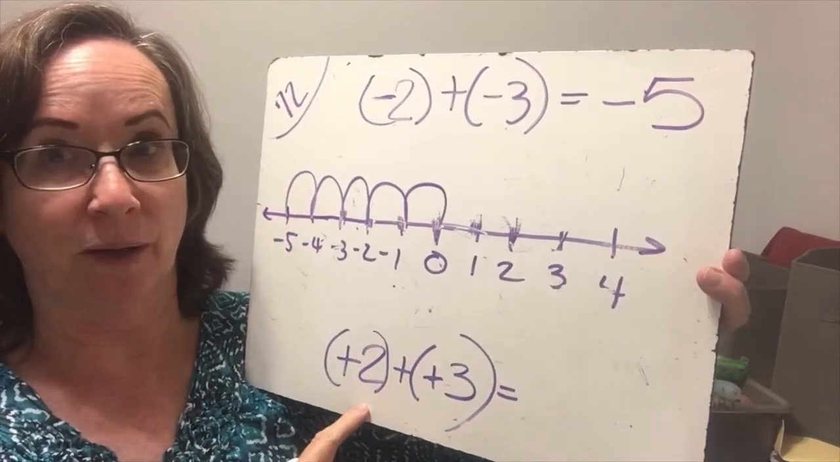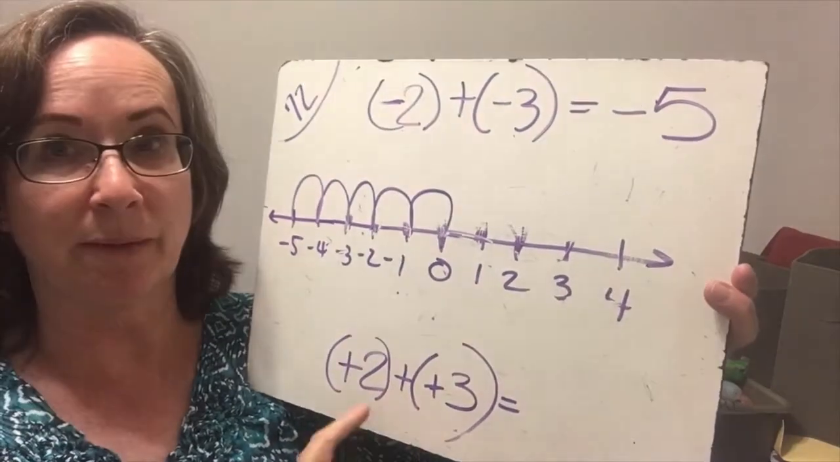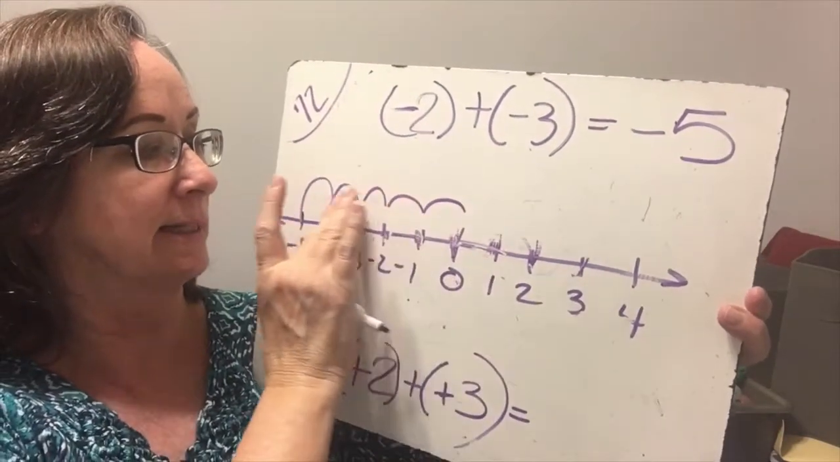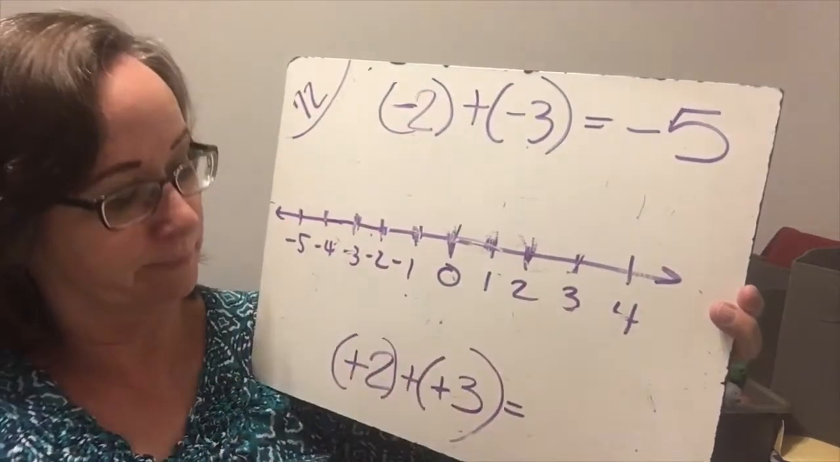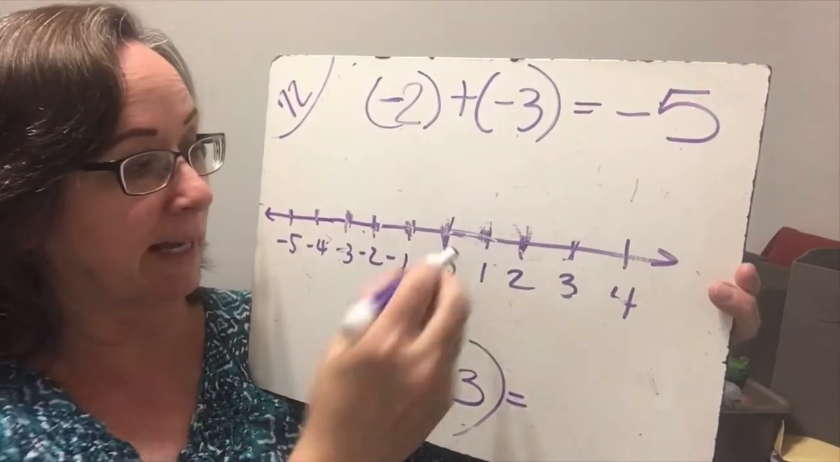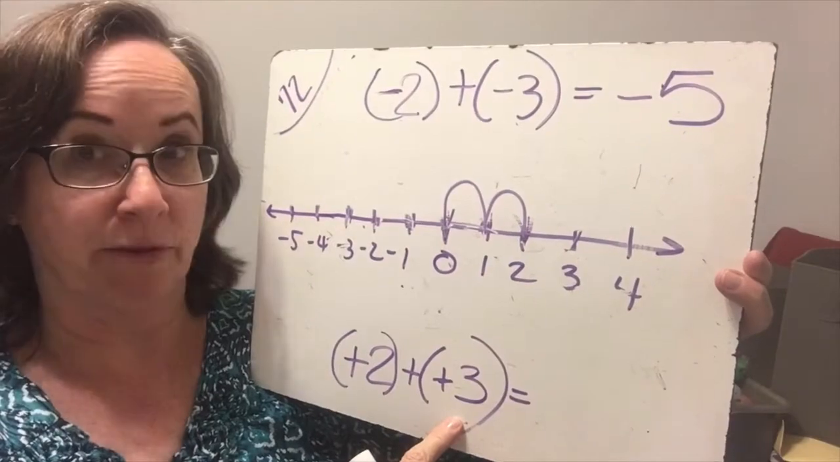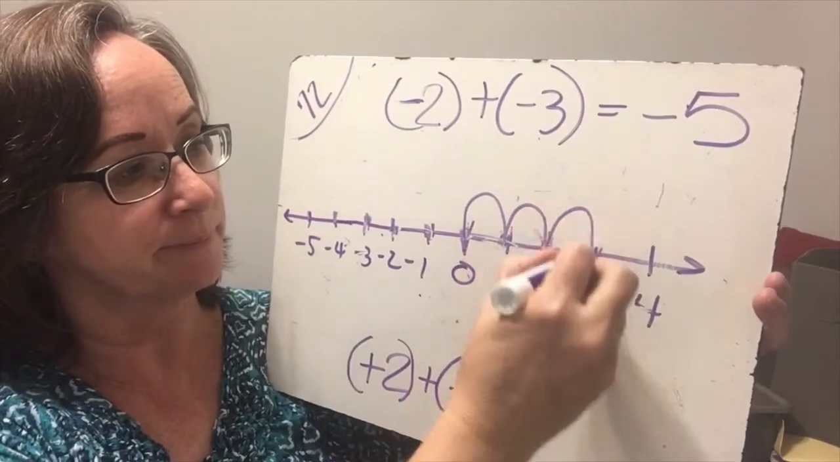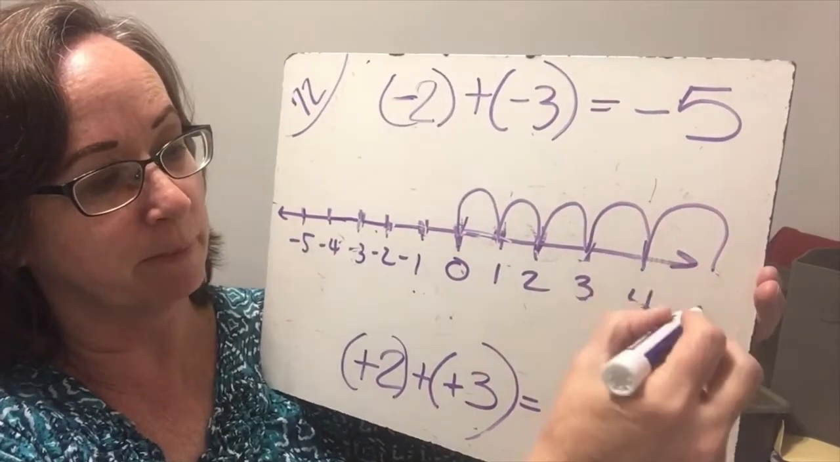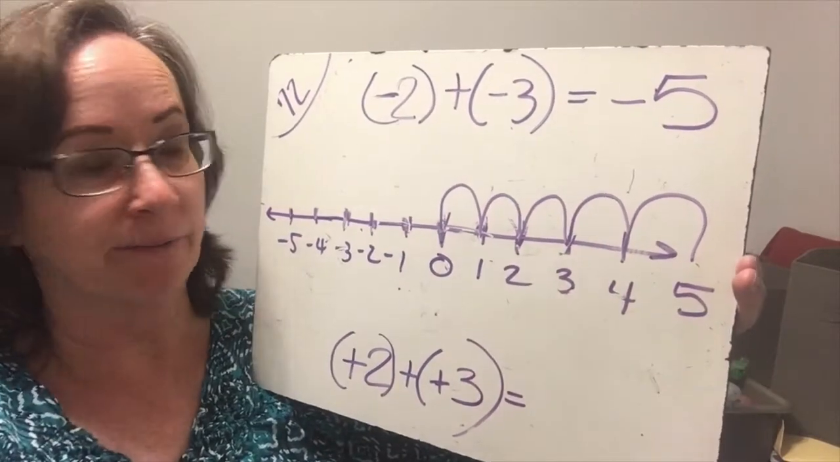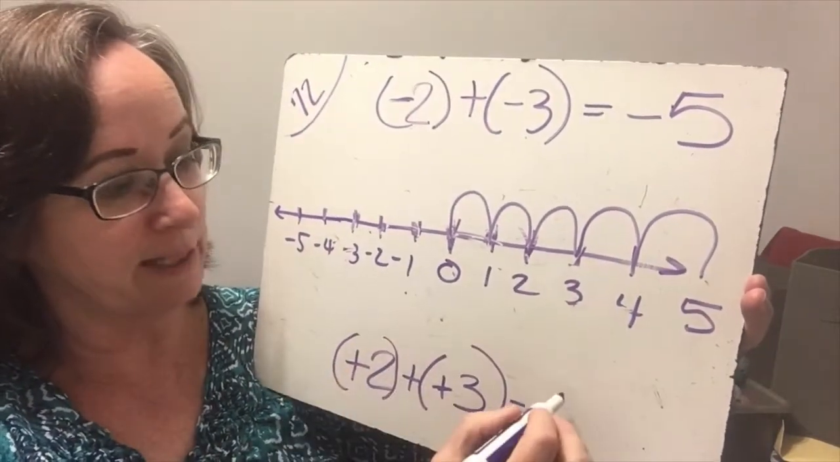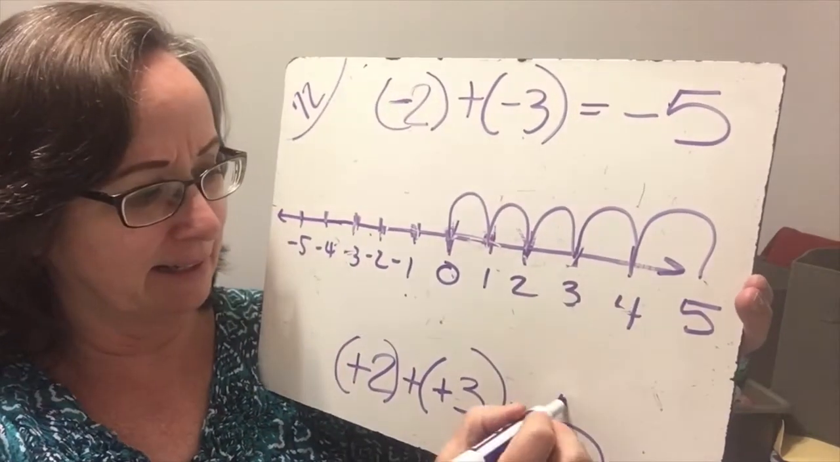So let's go down here. Now we got 2 plus 3, both of them in the positive direction. So let's get rid of this one. We're going to go 2 steps to the right. And then from there, we're going to go 3 more steps to the right. Oops, I fell off my board, but that number would be 5. So 2 plus 3 is 5, but you already knew that.